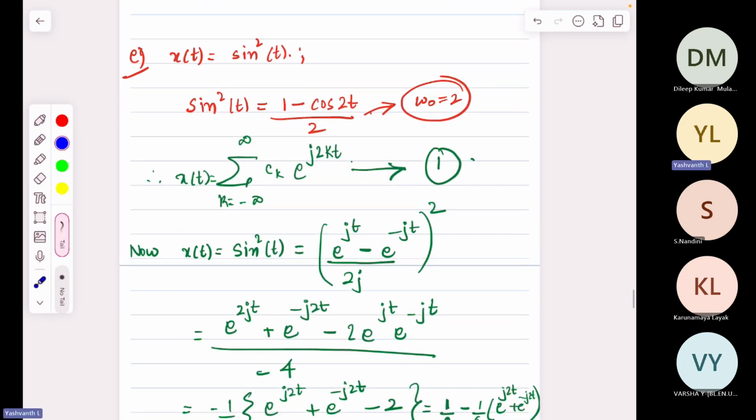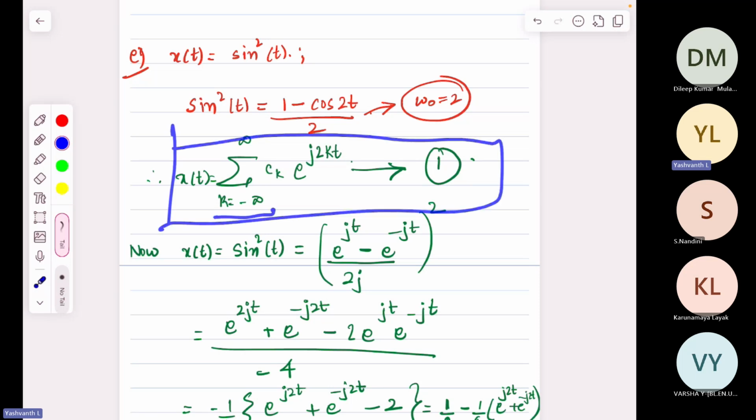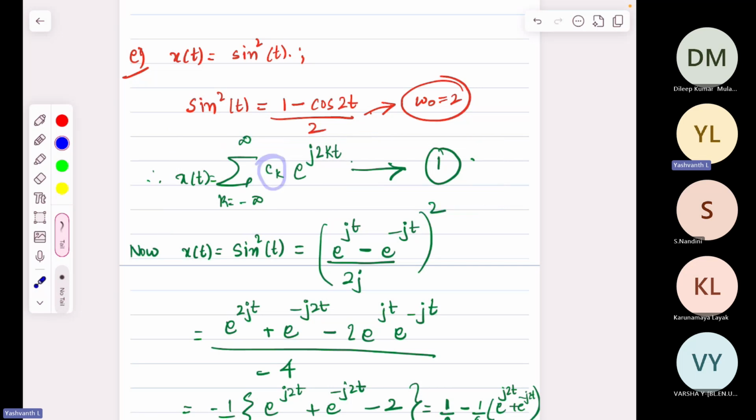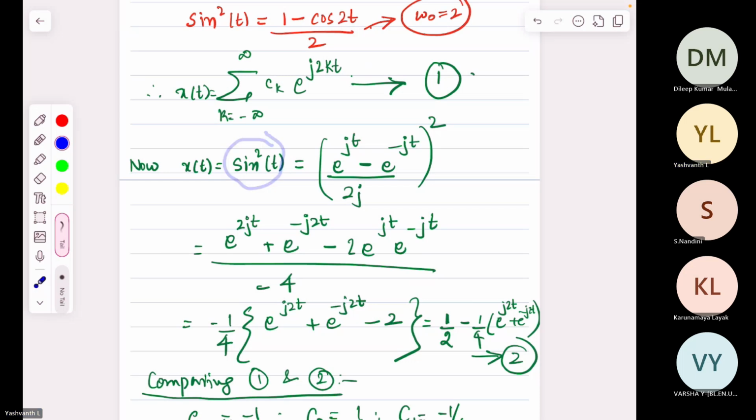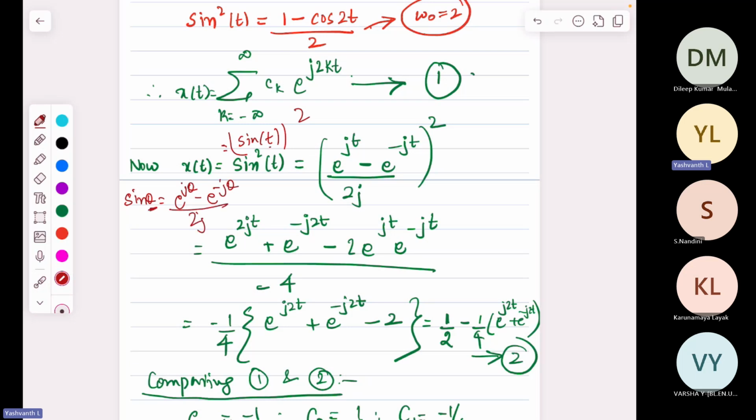So we found that x of t can be written as the summation k equal to minus infinity to plus infinity of ck e power j2kt. Now the only thing is we need to find ck. Go by the same trick. Sine square t is sine t the whole square, right? And we know that sine theta is equal to (e power j theta minus e power minus j theta) by 2j. Here theta is basically the value of t. Therefore, x of t is ((e power jt minus e power minus jt) by 2j) the whole square.